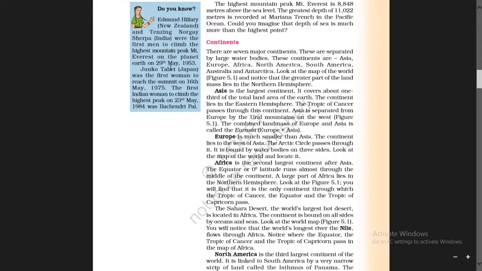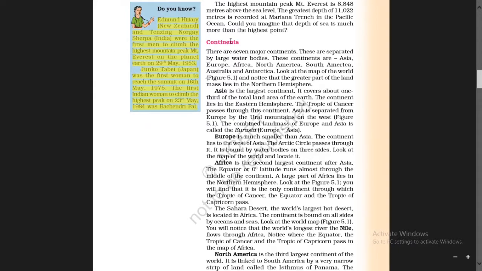Then Junko Tabei, she is from Japan, was the first woman to reach the summit on 16th May 1975. From our India also, we have a lady, the first Indian woman to climb the highest peak, on 23rd May 1984, Bachendri Pal. So tick mark all these, they are also important for your examination. You must remember all these things.